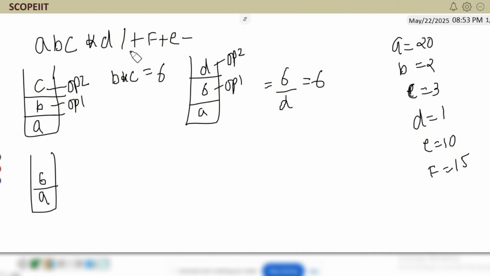After that, next is plus. So again, we will pop. So it will become 6 plus A. What is the value of A? 20. So 20 plus 6 is 26. So in my stack, now I will have only one value, that is 26.